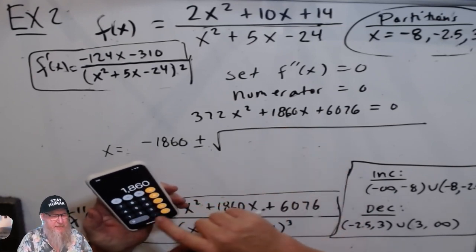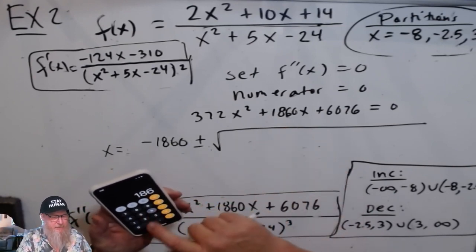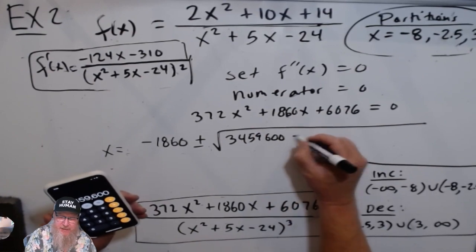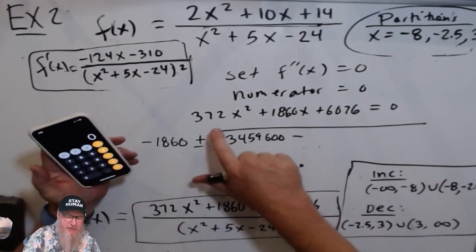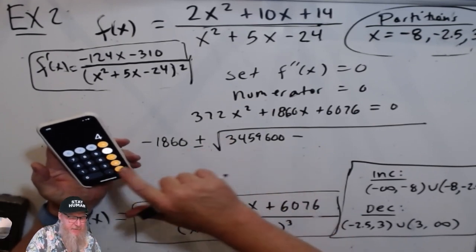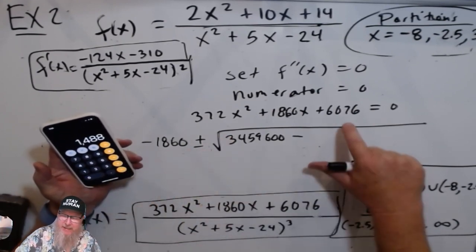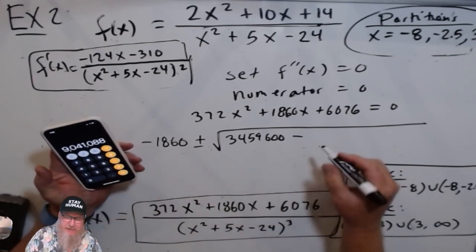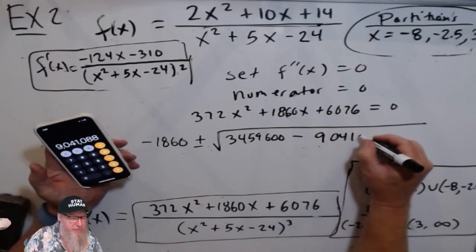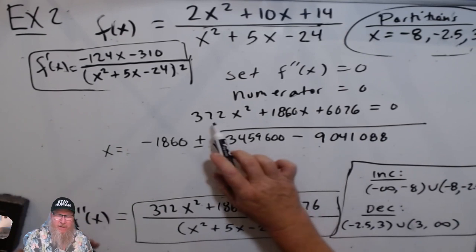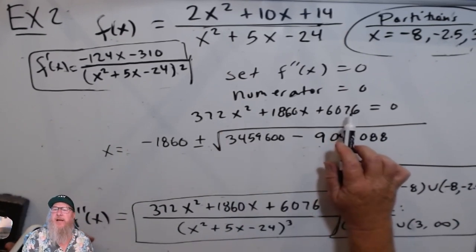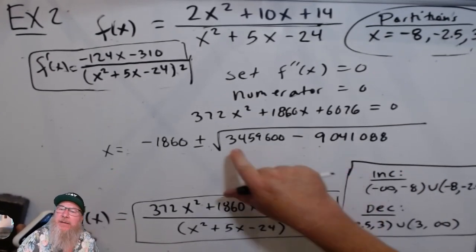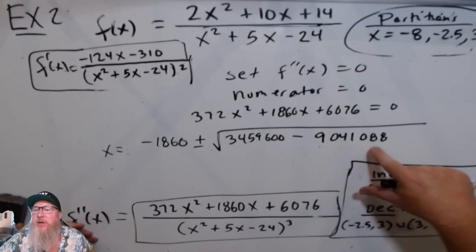The amount of time it would take me to do that, I could just do this. So 1860 squared is 3,459,600 minus, now watch this, 4 times 372 times 6,076. That gives 9,041,088. All of these numbers are positive, so you're not worrying about double negatives. The negative comes with the quadratic formula. Remember, it's b squared minus, and then this is your 4ac.